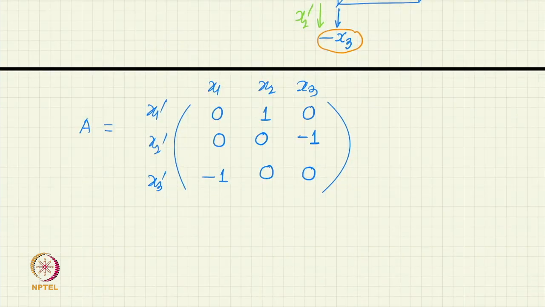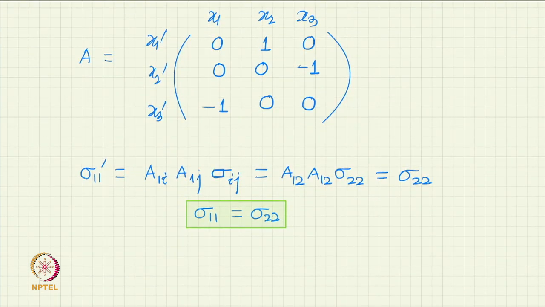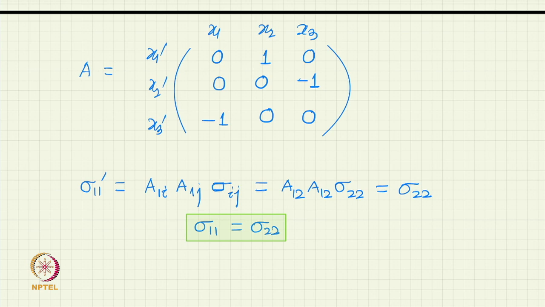So let us first apply it to sigma 1 1. Since only the 1 2 term is non-zero, we have sigma 2 2. So we again come to the conclusion that sigma 1 1 is equal to sigma 2 2, which my first threefold axis itself had given me. So working out sigma 2 2 prime and sigma 3 3 prime will also repeat these results.